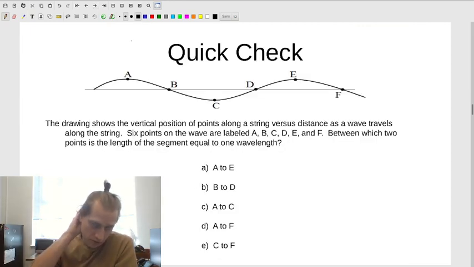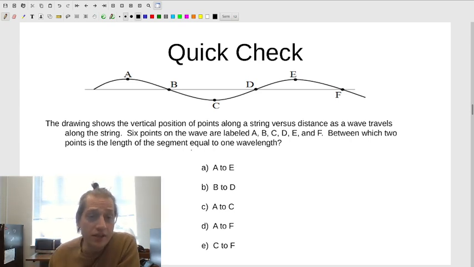Okay, so just to hammer it home again, here's another question, a reminder for the quiz today. The drawing shows the vertical position of points along a string versus distance as the wave travels along the string. Six points on the wave are labeled A, B, C, D, E, and F. Between which two points is the length of the segment equal to one wavelength?